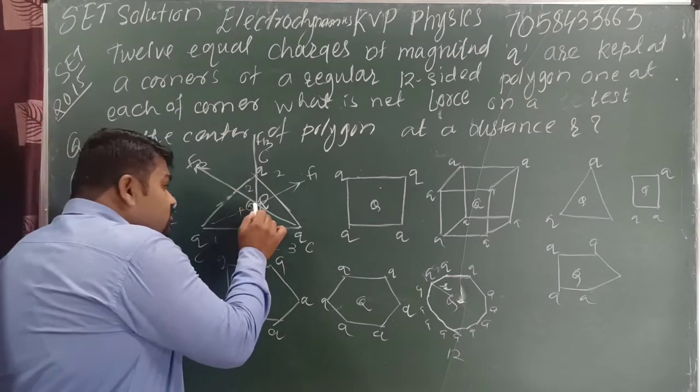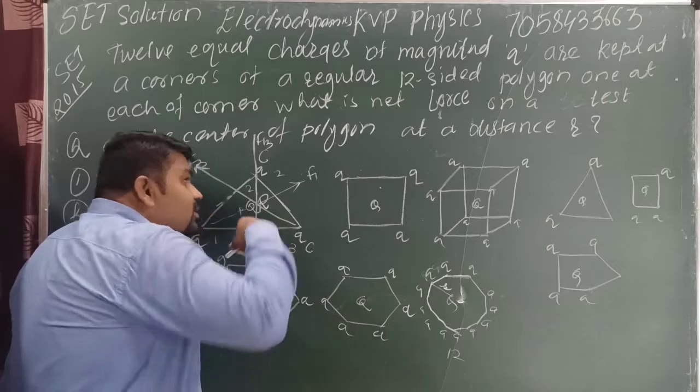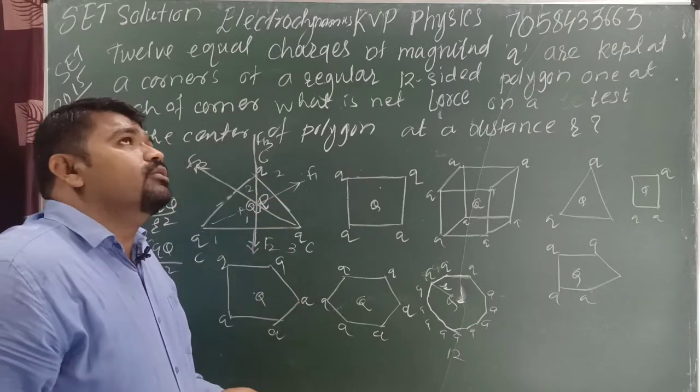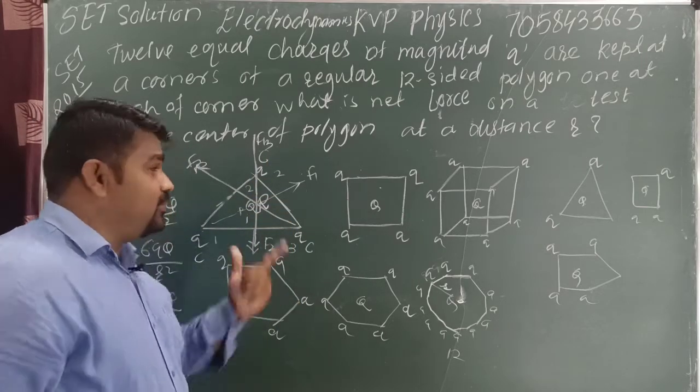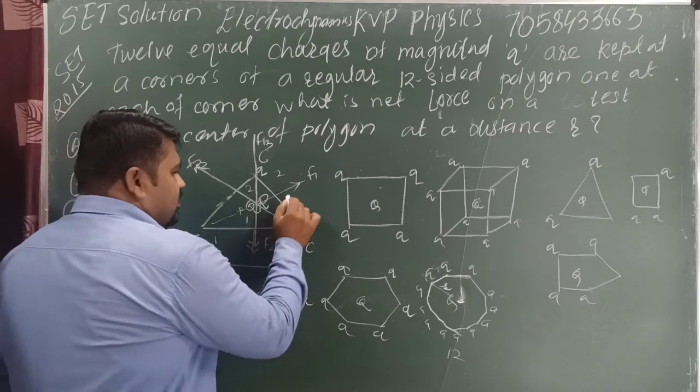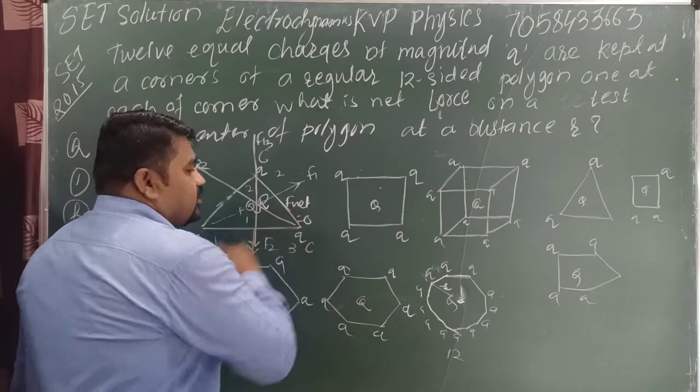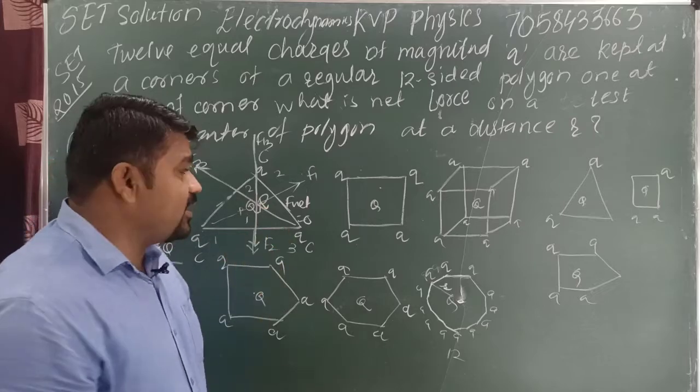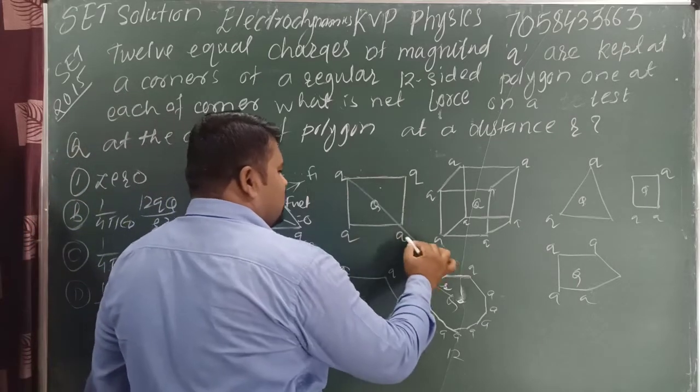Means the net force on this one, we can apply 15 downward, 15 upward. The net force on this particle is at rest, meaning the net force is 0 on this particle. Got it? F net at this center is equal to how much? 0. For the triangle case.